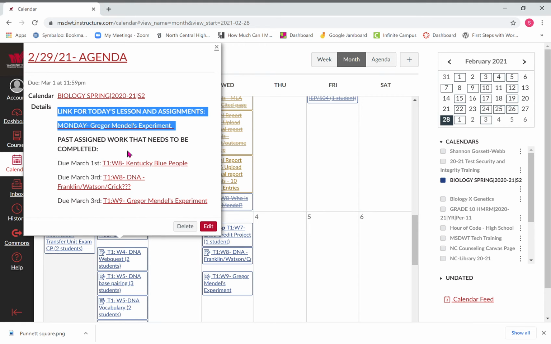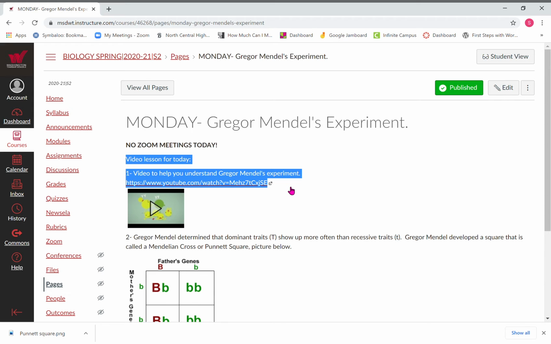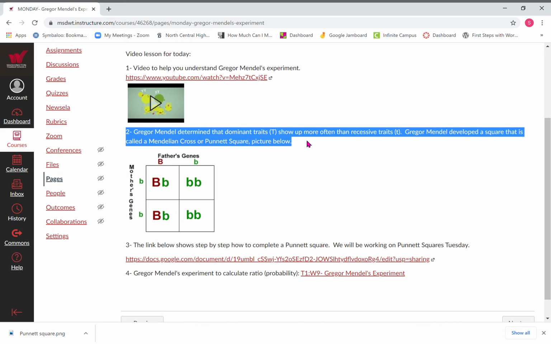You're going to notice that there are assignments here that are coming due. I'm going to click on today's events. You're going to go through and watch a lesson about Gregor Mendel's pea experiment, so it gives you a better idea of how to do the remaining part of the work today and be prepared for the rest of the week. The second thing is that you're going to remember the dominant recessive traits that we talked about with Gregor Mendel, because it's going to lead us to understanding your assignment for today.